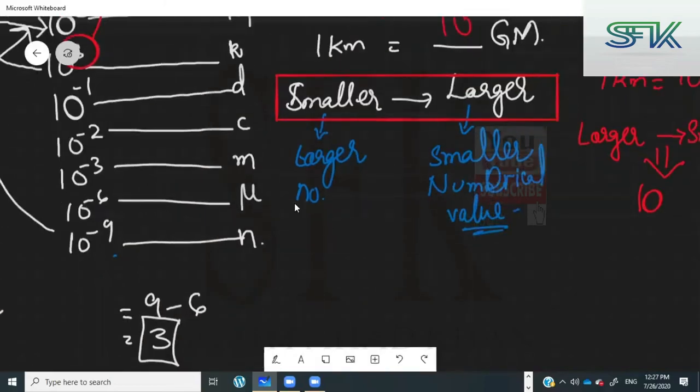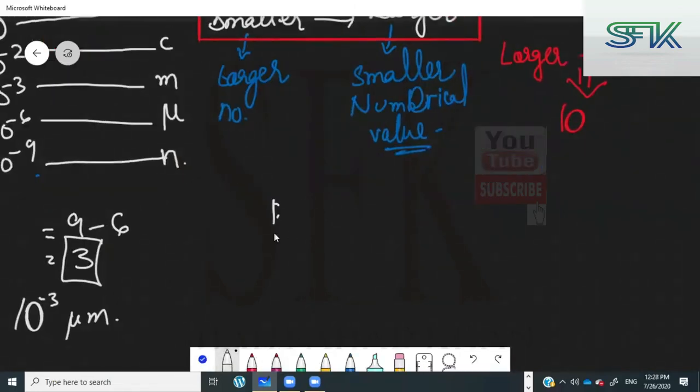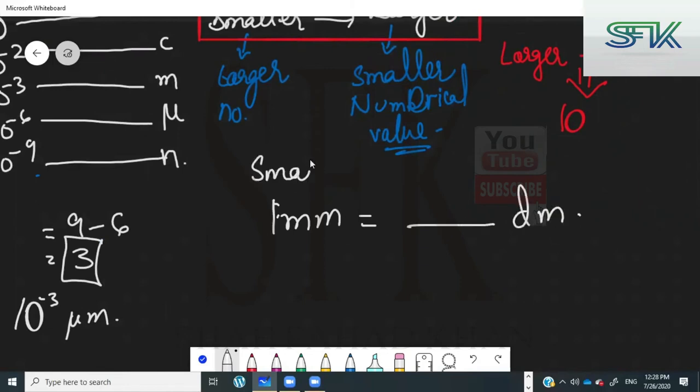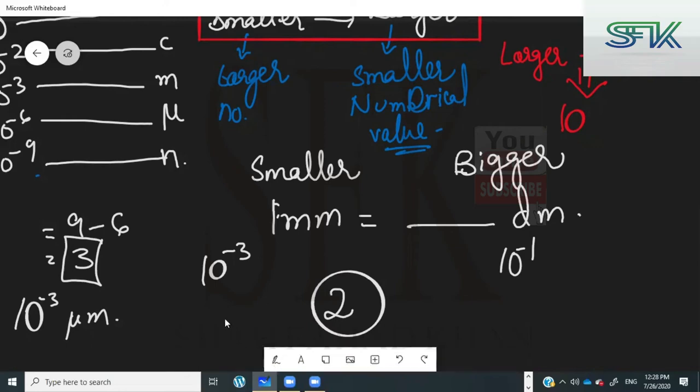So let's try another example. What if you're going from millimeters to decimeters? 1 millimeter equals how many decimeters? Again, this is a smaller prefix because it has a more negative power. This is a bigger prefix. So let's first of all find the difference. Milli means 10 raised to the power minus 3. Deci means 10 raised to the power minus 1. The difference is 2, right? 3 minus 1 is 2.